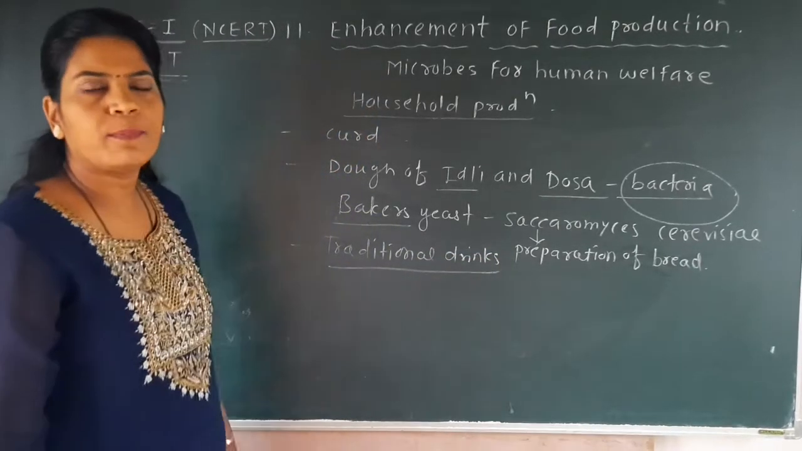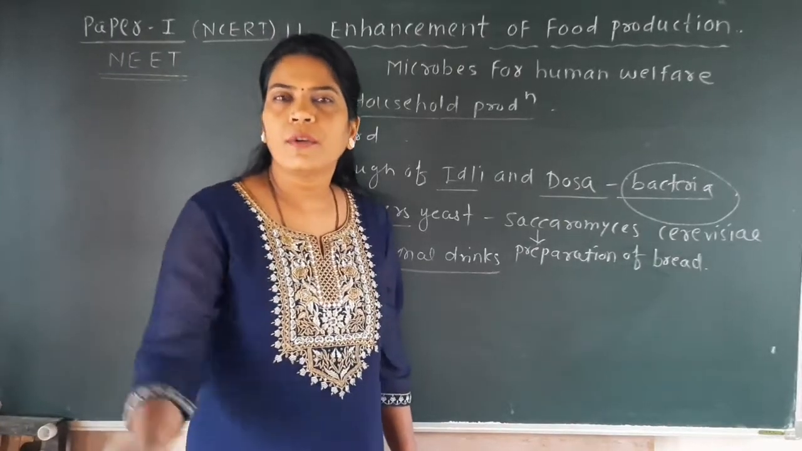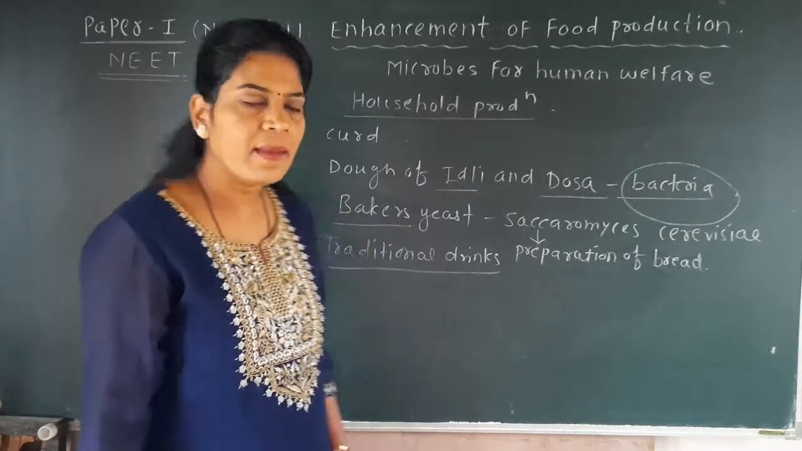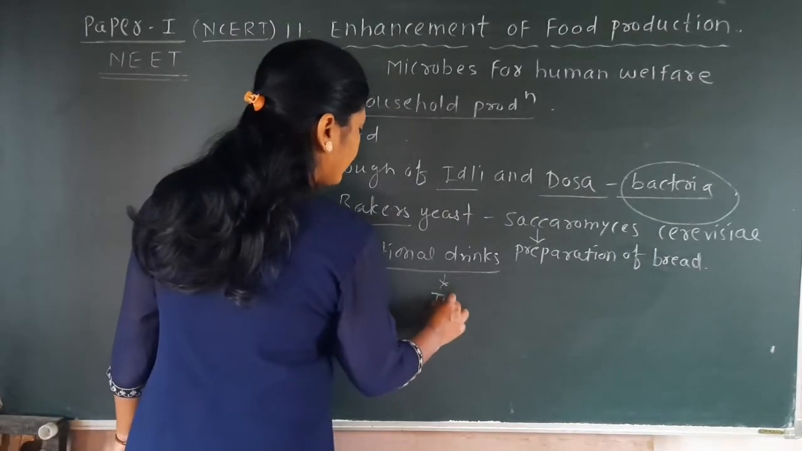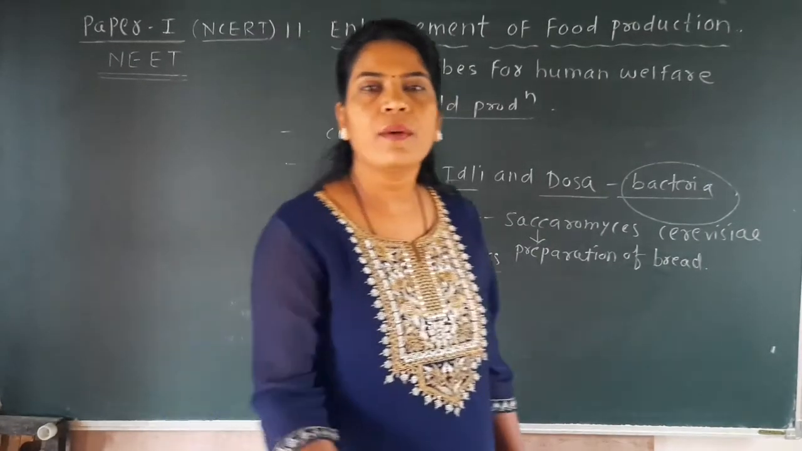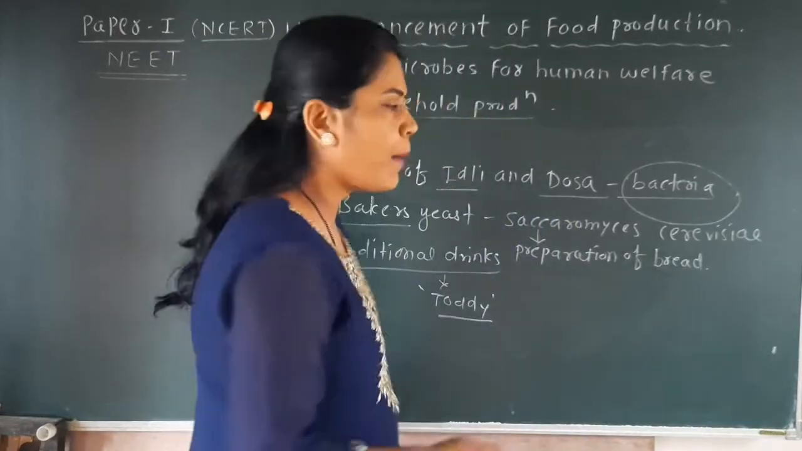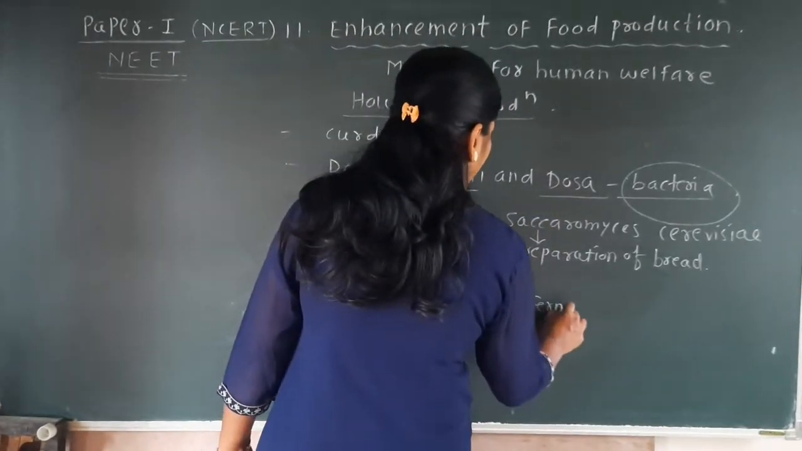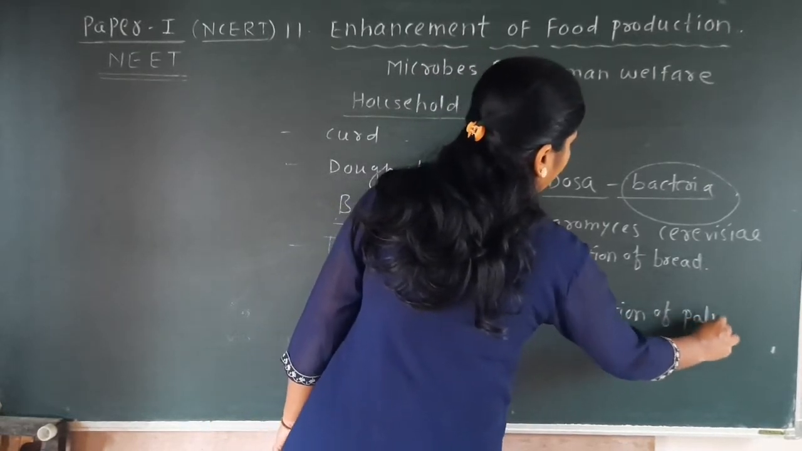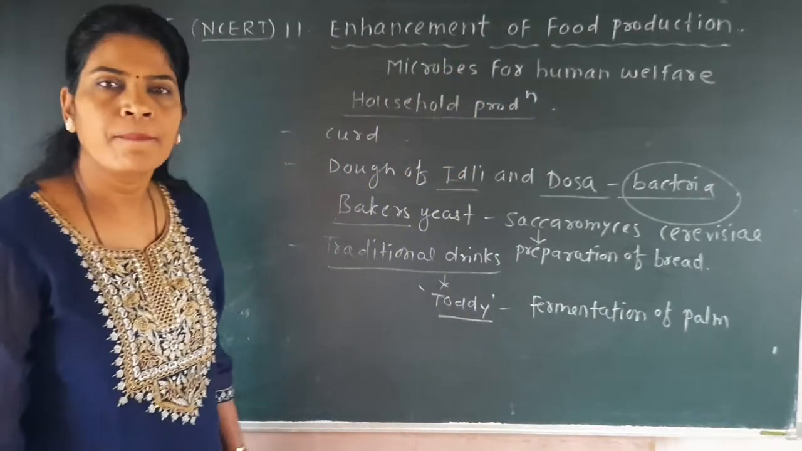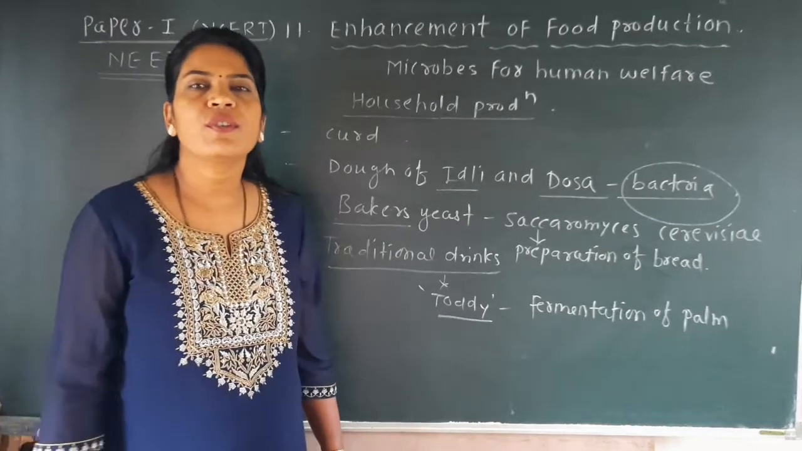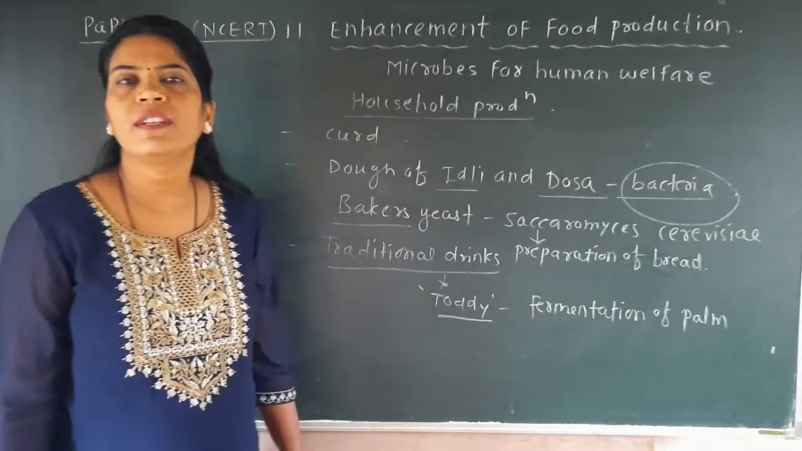We have also covered this point that in South India there is a traditional drink called toddy. This traditional drink is prepared in South India by fermenting the palm. That means by fermenting the sugary content present in the palm plant, a liquid is produced, and that is called toddy, which is used as a traditional drink in South India.